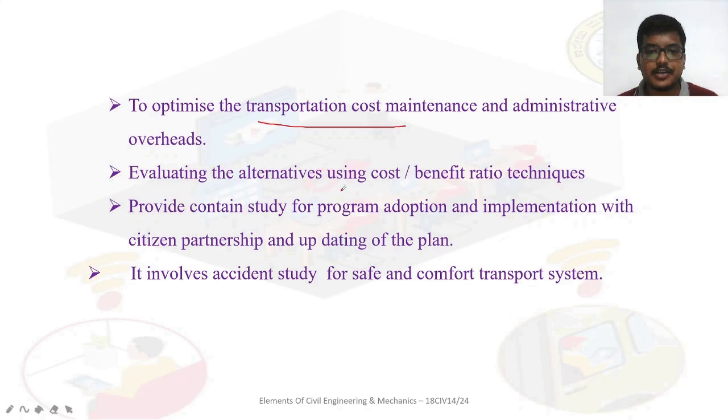Alternatives are evaluated using the best cost divided by benefit ratio. Cost benefit ratio techniques are used to find the minimum distance between two places so that the road way is economical and also time saving. It also provides context study for program adoption and implementation with citizen partnership and updating of the plan. It involves accident study for a safe and comfortable transport system.